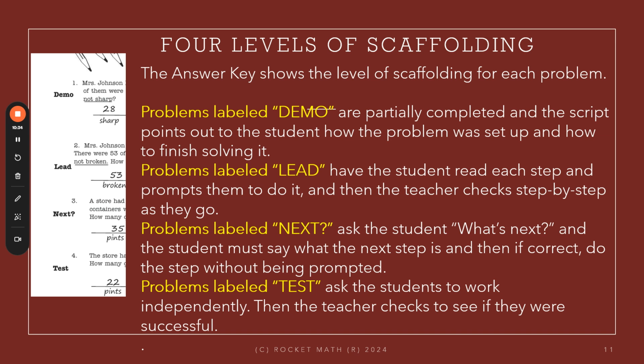The final level of scaffolding is for problems labeled test, where the teacher asks the students to work independently. Then the teacher checks to see if they were successful, and if not, reteaches or uses the optional worksheets to provide more practice.